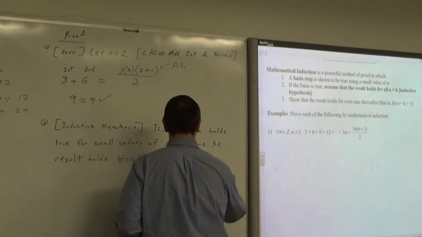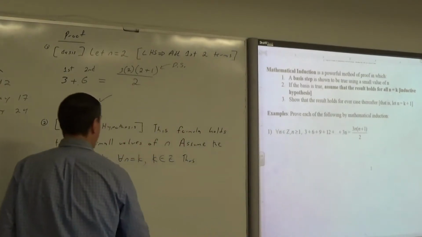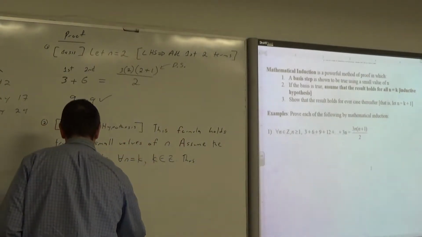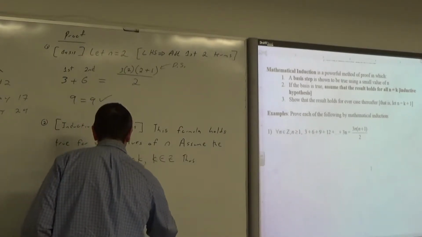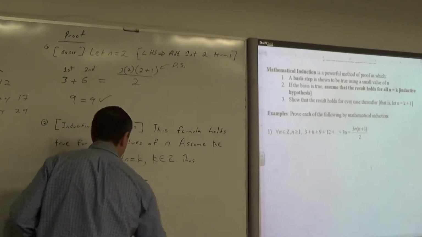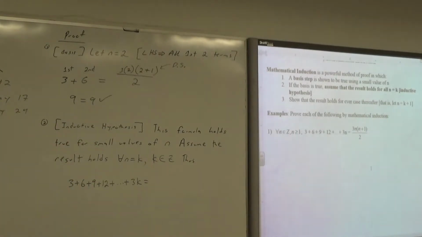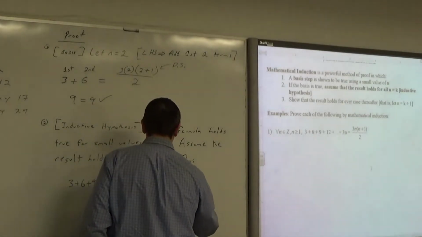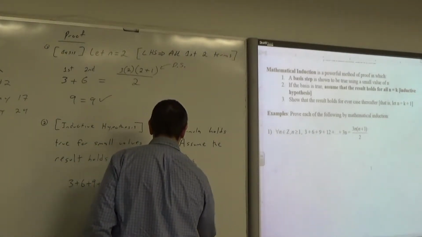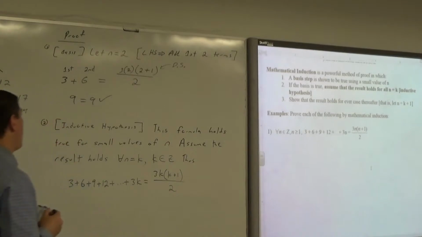So thus, 3 plus 6 plus 9 plus 12 plus and so on, all the way up to 3k. And remember, we're assuming this holds true for all the k's. We don't know if it holds true for the n's, but we're assuming it holds true for k's. So that's why we change our variable here. That equals 3k times k plus 1, divided by 2.